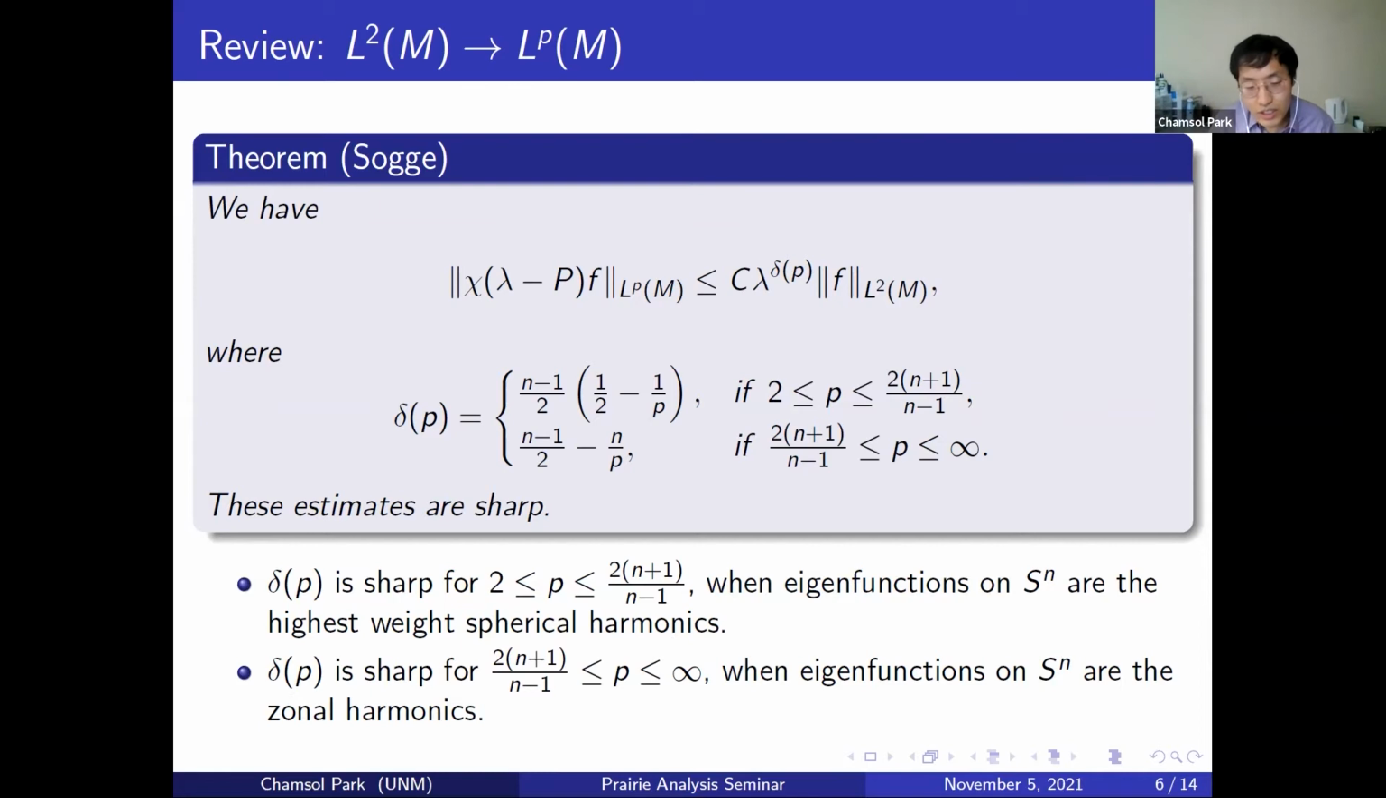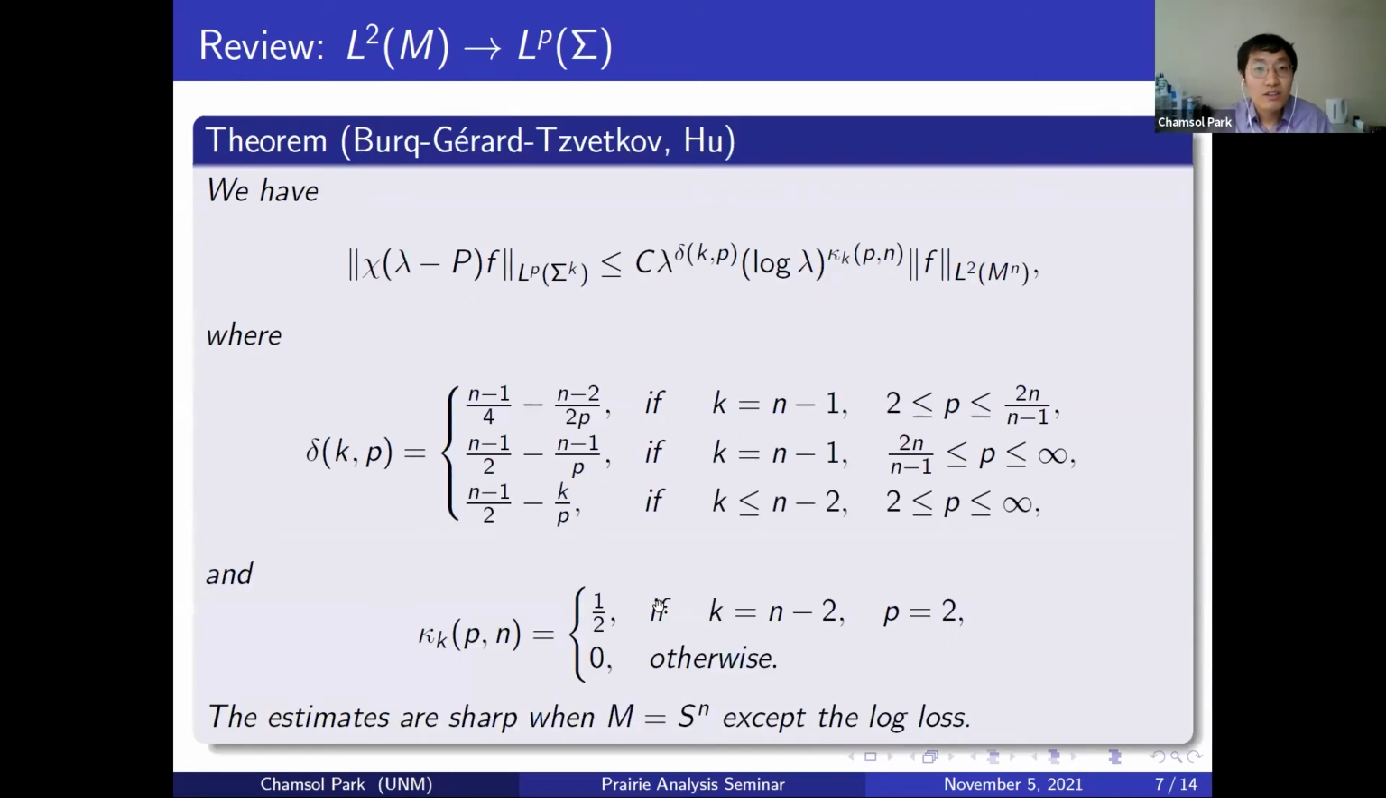Then the next question is, not only restricting to a small portion of the manifold, but how do things go if we think about restriction to a submanifold, not even a small portion of the manifold. That's the next question. And it was already solved by Burq, Gérard, Tzvetkov and Hu, and they showed that this type of approximation operator has this kind of approximation norm.